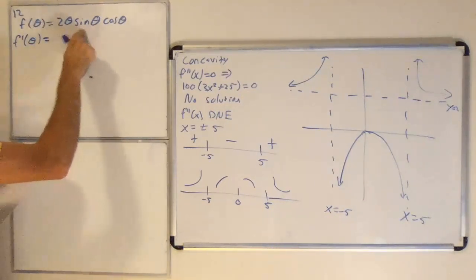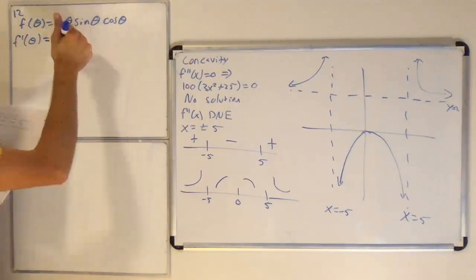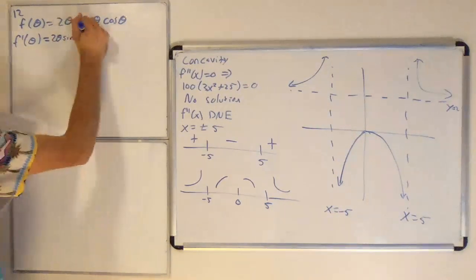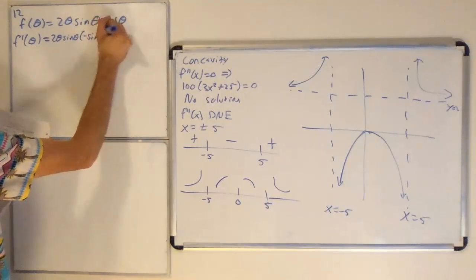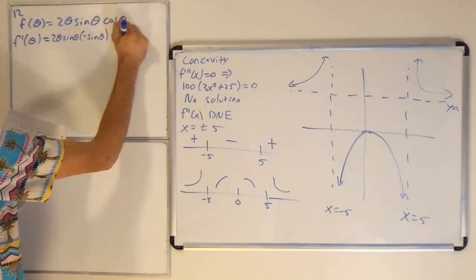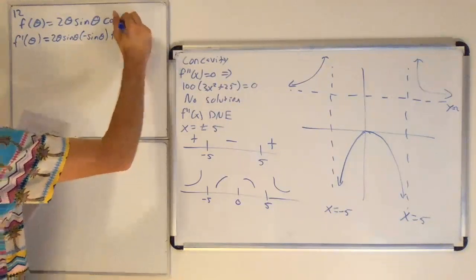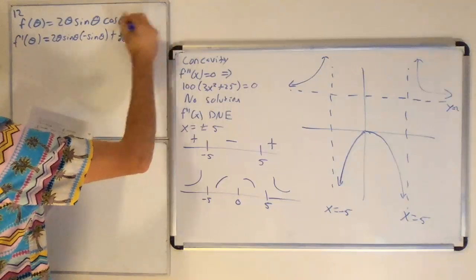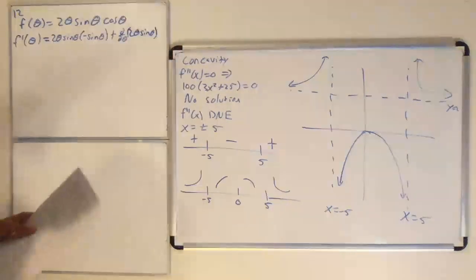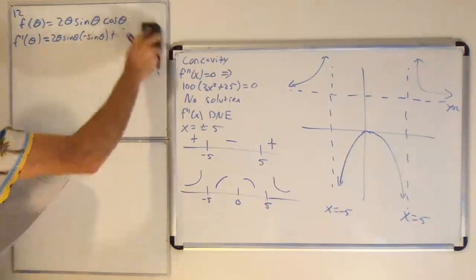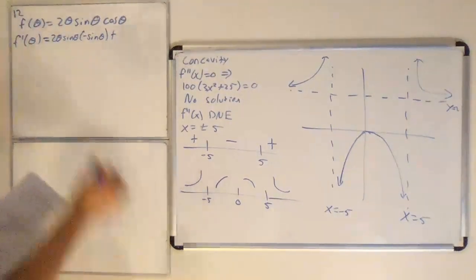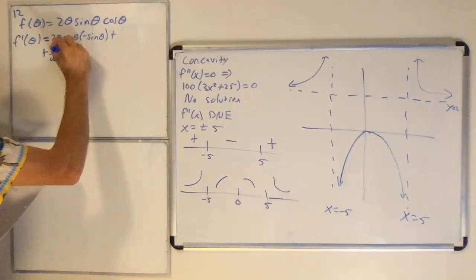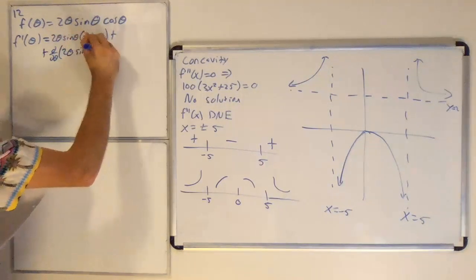But that's okay, we can still use the product rule. So we'll treat 2 theta sine theta as our first. Okay, so it's 2 theta sine theta times the derivative of the second, which is negative sine theta, plus the derivative of the first, we don't have enough space here, plus the derivative of the first times the second.